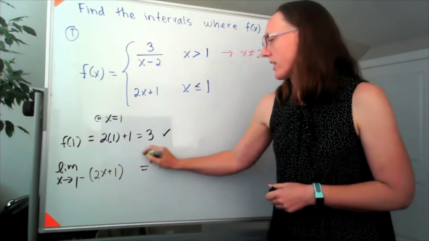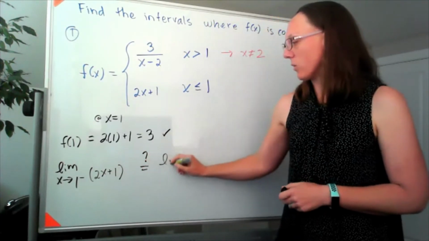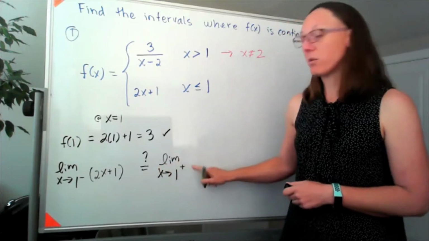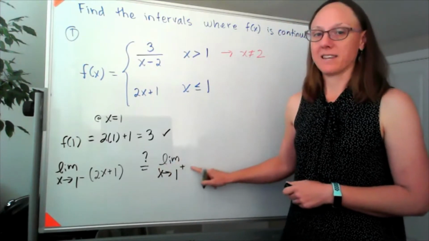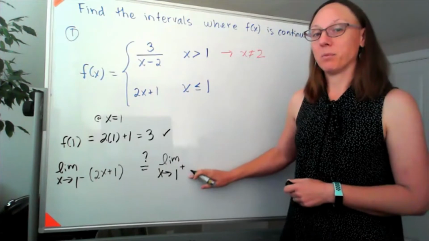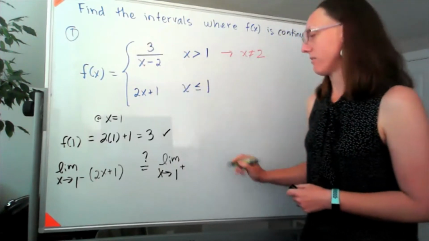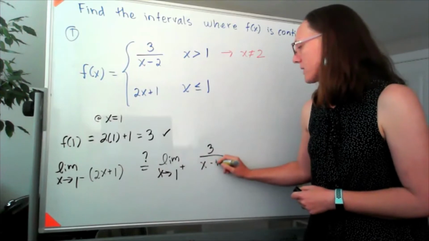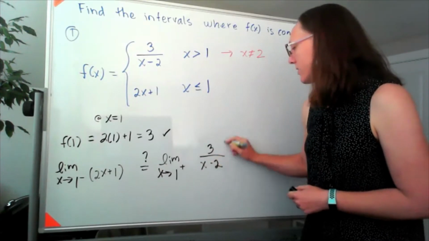And the question is, is that equal to what we get when we look for the limit as x approaches 1 from the right-hand side, or 1 plus a little bit? And for the 1 plus a little bit, this is the part of the function we'd look at. 3 over x minus 2.